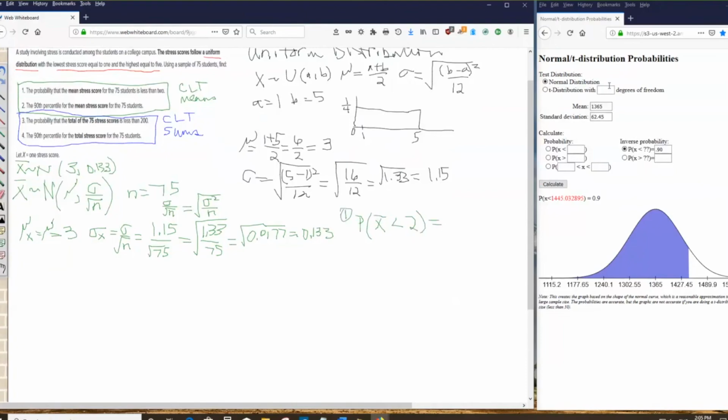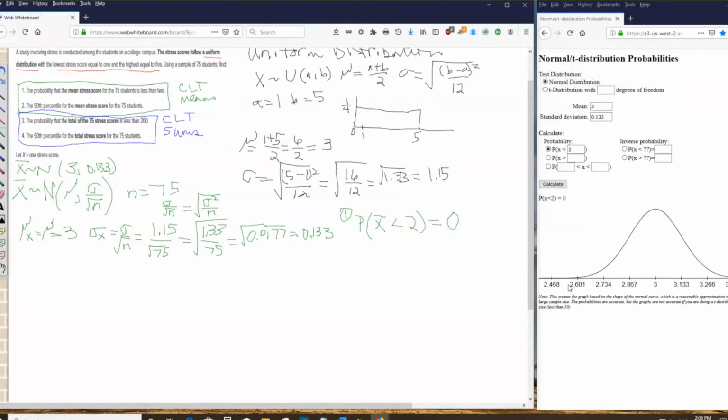So we're going to go back to our online calculator, and we're going to plug in a mean of 3. Standard deviation is 0.133. We want to find the probability that x is going to be less than 2. Take that one off, hit calculate, and it tells us 0. We can see it's not going to show up on the graph.